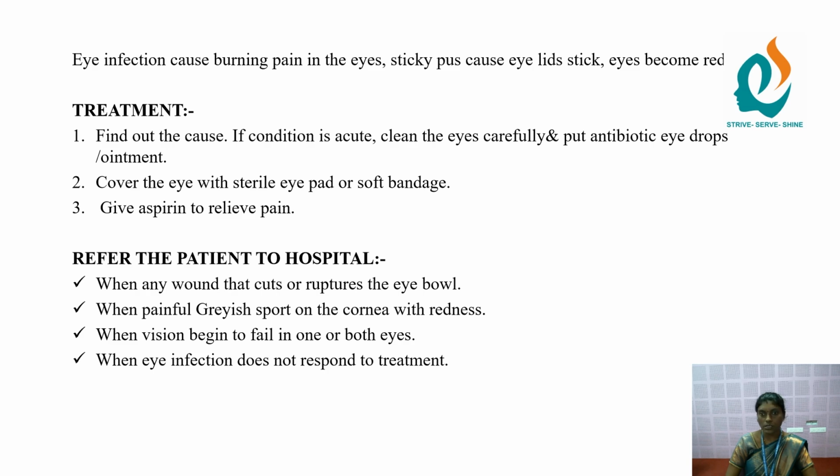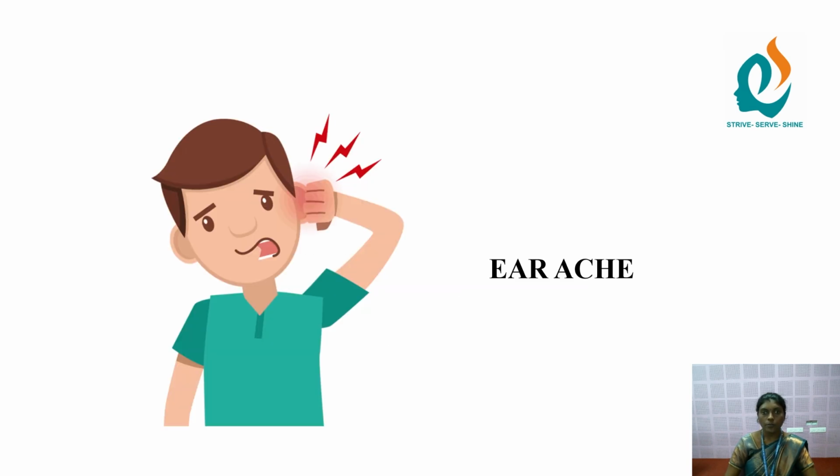Cover the eyes with a sterile eye pad or soft bandage. Give aspirin to relieve the pain. Refer the patient to the hospital when there is any wound that cuts or ruptures the eyeball, when there are painful grayish spots on the cornea with redness, when vision begins to fail in one or both eyes, or when the eye infection does not respond to the treatment.